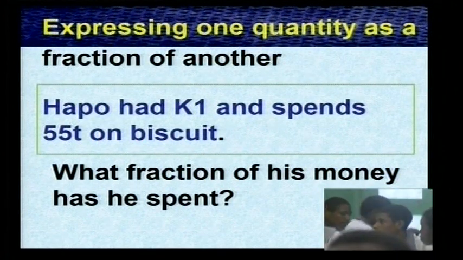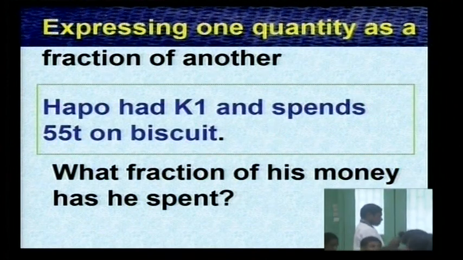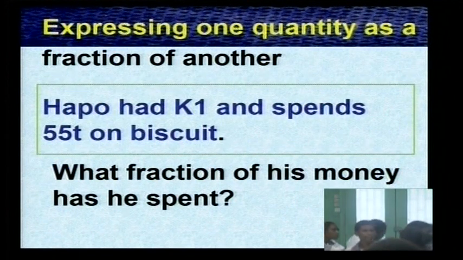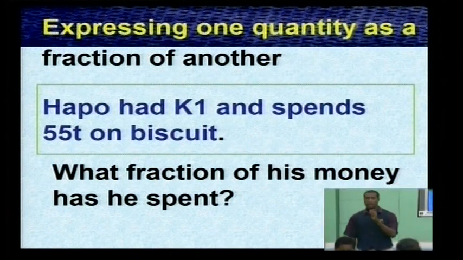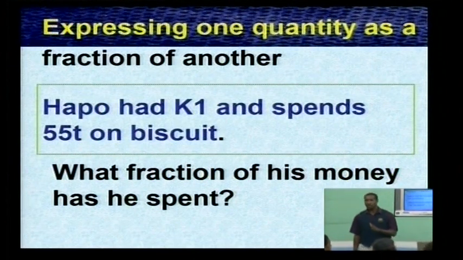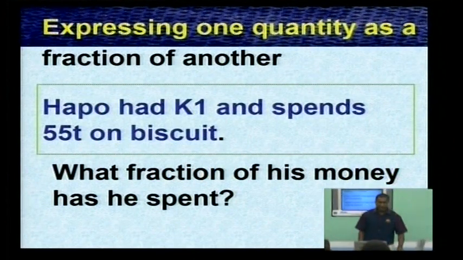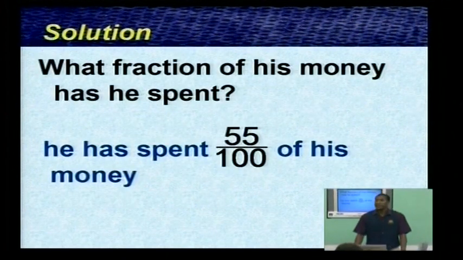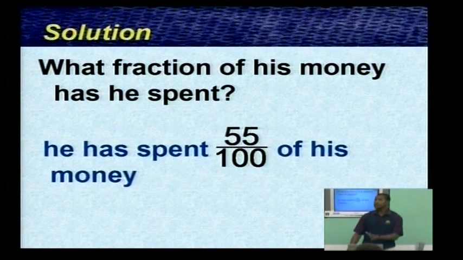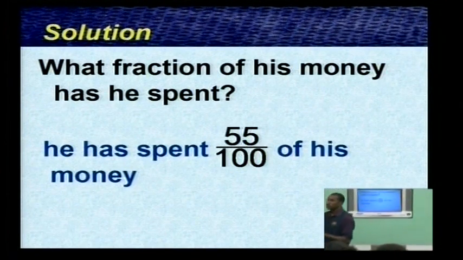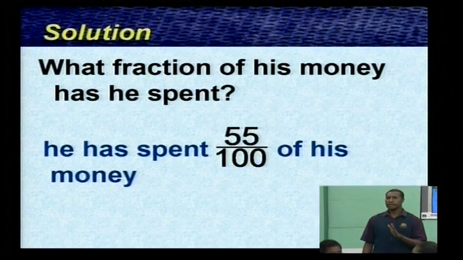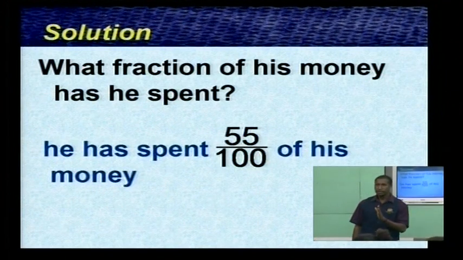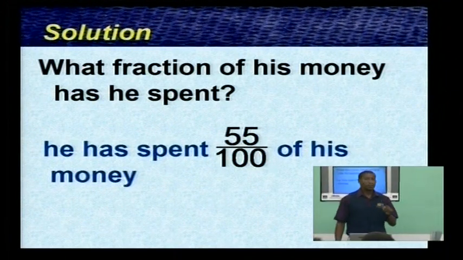Let's have Emmanuel. Emmanuel? 55 over 100. Okay, 55 over 100 is the amount he has spent. So the answer to what fraction of his money has he spent is 55 over 100 toya of his money. So that is the fraction of money that Apo has spent.